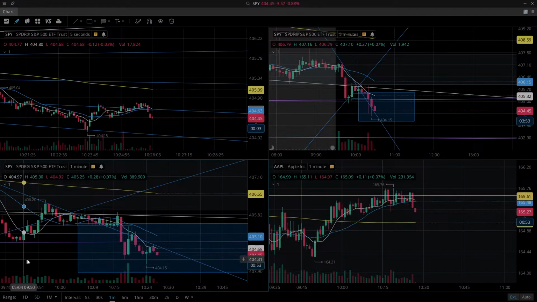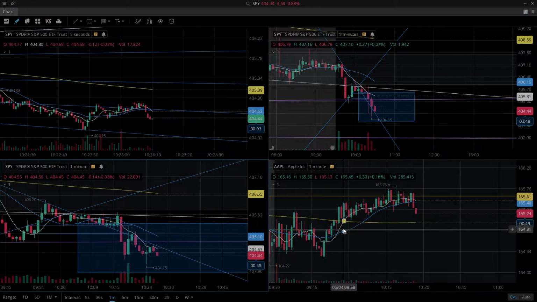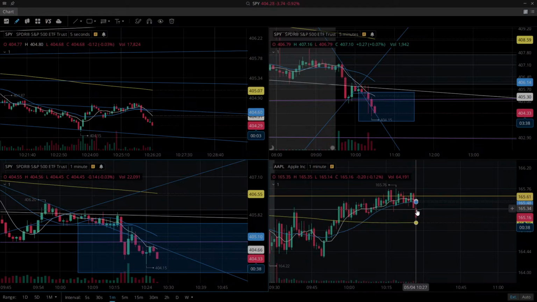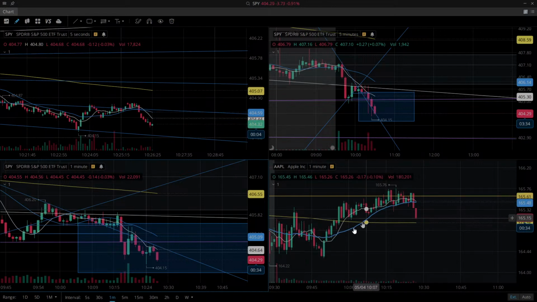All right, I'm back. What did I miss? Apple rejecting that pivot, coming back down. Watch for the 1 minute 200 to hold support. And again, same price action: leg, accumulation, leg, right? Now we're coming back for a retracement, 50% of this entire trend, right at the 200 period. Expect a little price action here.